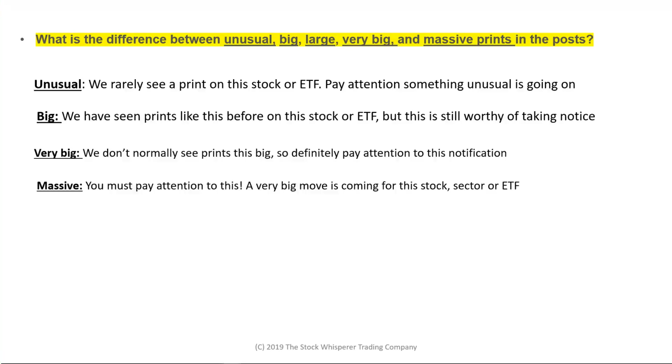Okay, so let's go to the real-time prints. Real-time dark pool prints. Stephen has a question about strangles. I'm going to answer that right now.